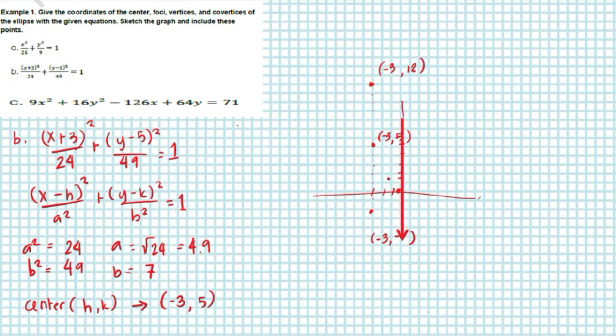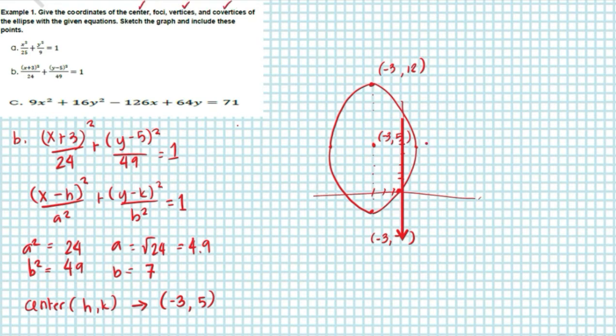Doon naman tayo sa minor axis. So, 4.9 doon sa x. So, mag-add tayo ng 4.9 to the left and 4.9 to the right. So, 1, 2, 3, 4.9 dito. Then, dito naman sa kabilang side, 1, 2, 3, 4.9 so here. Ayan. So, meron na tayong vertices, co-vertices.